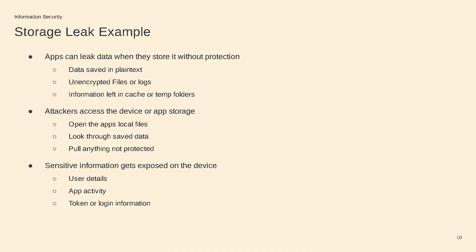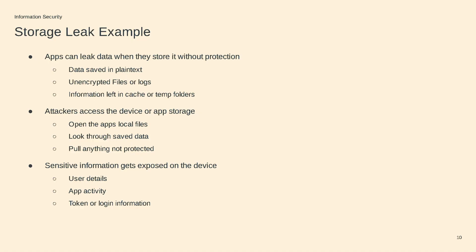For a storage leak, apps can leak data when they store it without encryption. Some apps will store the data in plain text or leave information unencrypted, and this can include things like logs, cache files, or saved data that the app didn't protect.